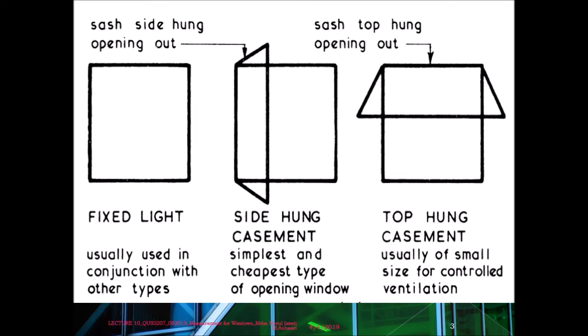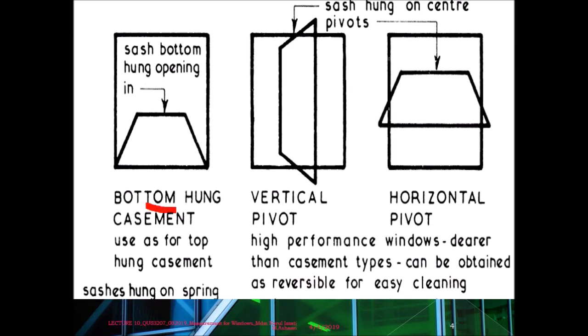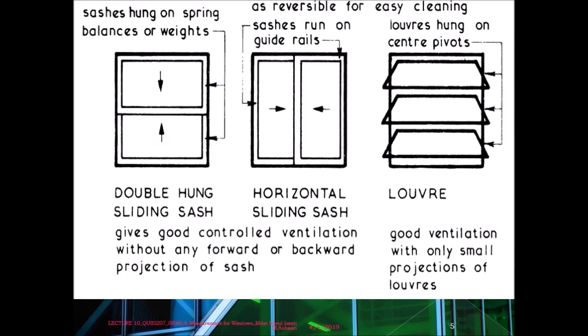So basically, if you look at the first one, fixed light, we have the side hung casement, we have the top hung casement. Normally in the drawing, you will see this double dot. So this double dot normally represents the opening or the glass, right? Number two, we may have the bottom hung casement, we may have the vertical pivot and horizontal pivot. Normally for the vertical pivot, the installation is at the center of the jamb, either center of the jamb vertically or center of the jamb horizontally. So different types of window will give you different possible items to be measured.